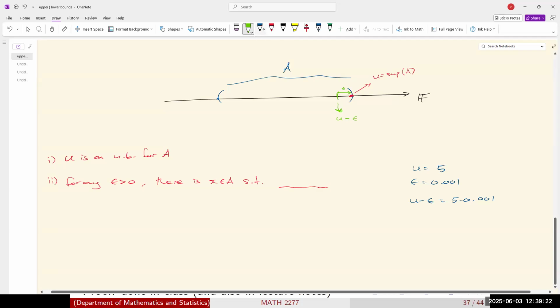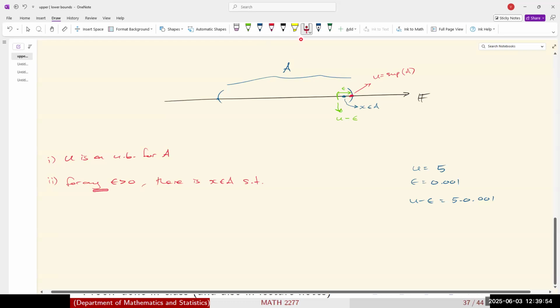Okay, so what color do I use? Let's use this. There's going to be an element of the set X bigger than U minus epsilon. Okay, you see that? So we took U, subtract a little bit of it, and we get U minus epsilon. And what happened? There's an element of the set A in between. So what is the inequality going to be?